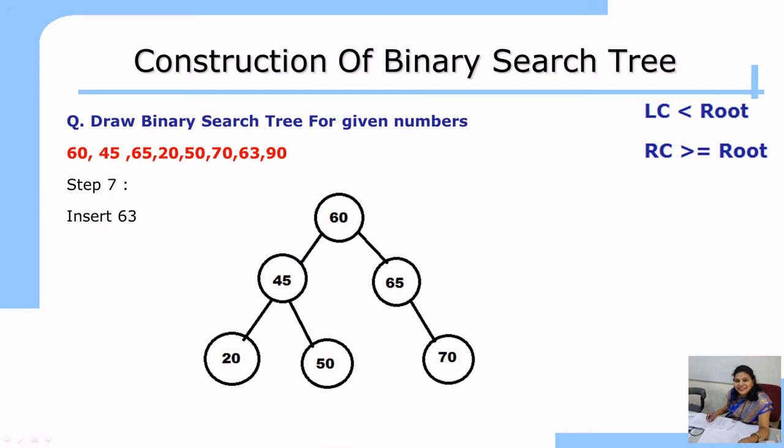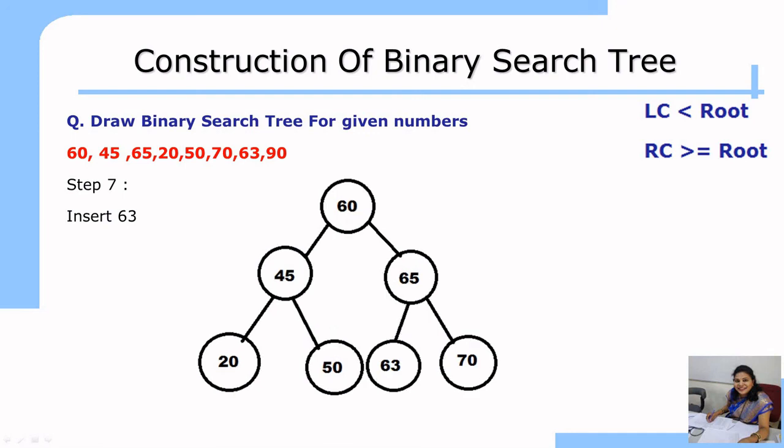Next step is insert 63. Again start comparing with the root node. 63 is greater than 60, so go to the right side. Again compare 63 with 65. 63 is less than 65, so 63 will be the left child of 65. We are going to insert the 63. See.